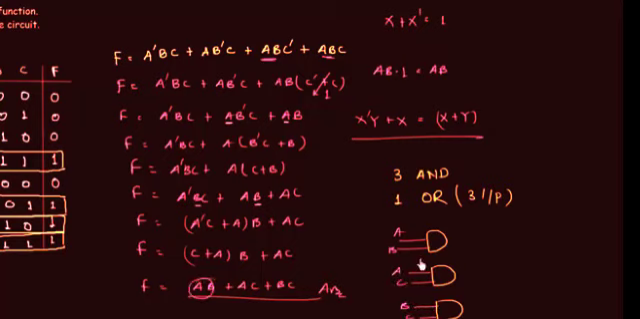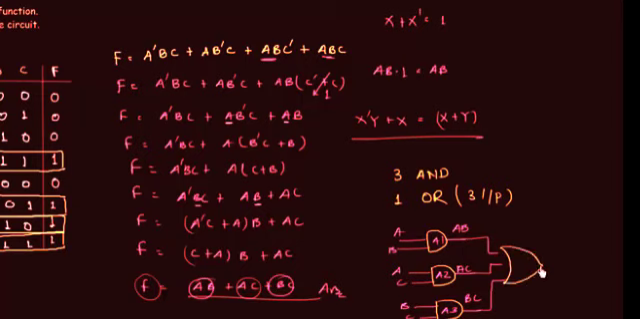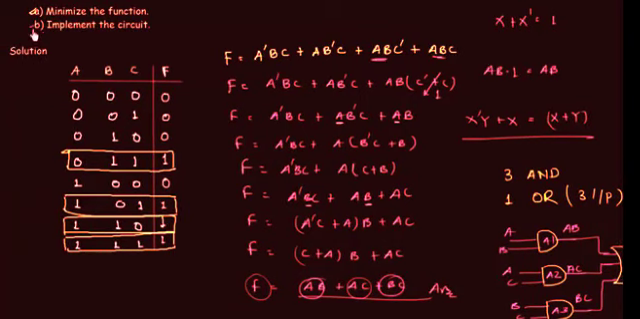We have implemented A, B by using this AND gate, let's say A1. We have implemented A and C by using this AND gate A2, and finally B and C by using this AND gate A3. And now the outputs are AB, AC, BC, and we have to OR them to obtain our function F. So we will OR them by using a 3 input OR gate, and the output of this OR gate is function F. So this is the second part of the problem, in which we had to implement the circuit.